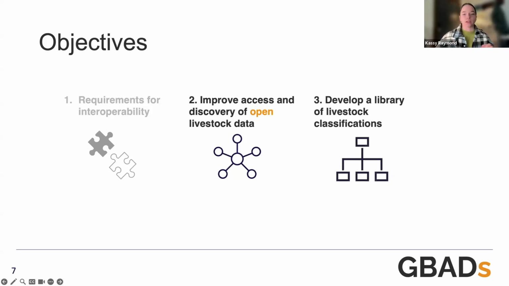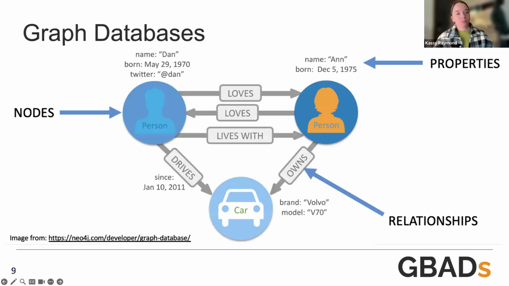And I have this first objective grayed out because it's not the focus of the talk, but I'm happy to talk about it with anyone willing to talk about this with me because it's very niche. So the tool that we used to improve the access of the data was a labeled property graph, or a graph database. And we used Neo4j as our graph database management system.